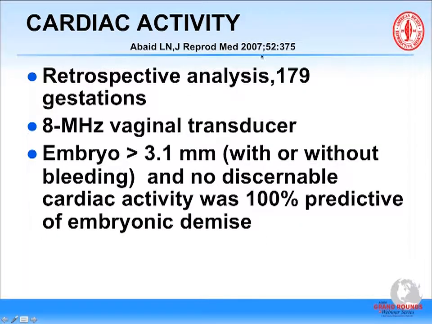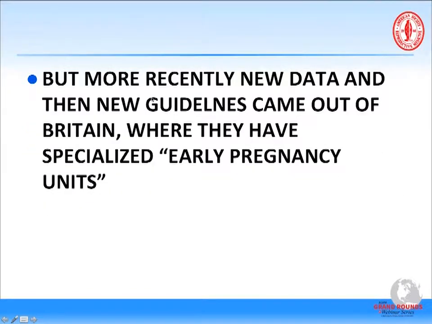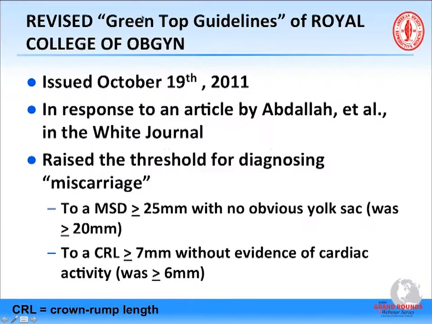Previously, probably the best American study was by Abad in the Journal of Reproductive Medicine, about 180 gestations, 8 megahertz transducer. Basically, anytime you got greater than a 3-millimeter embryo, they were always able to see cardiac activity. But more recently, some new data and guidelines have come out of Britain, where they have these specialized early pregnancy units. And they revised their green top guidelines from the Royal College of OBGYN. This is like ACOG's practice bulletins. But they raised the threshold for diagnosing miscarriage, and I have a problem with that.